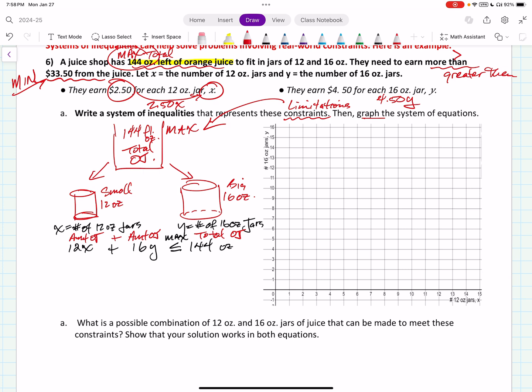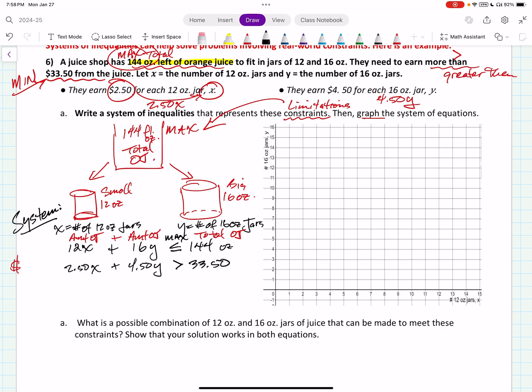So in terms of our money equation, we're going to have 250 times the number of small jars plus 450 times the number of big jars, and that's got to be greater than, because we want more than, look at the wording there, greater than, more than $33.50. And there, my friends, is what's called the system of equations describing the situation. And then it asks us to graph the constraints and then answer the question below.